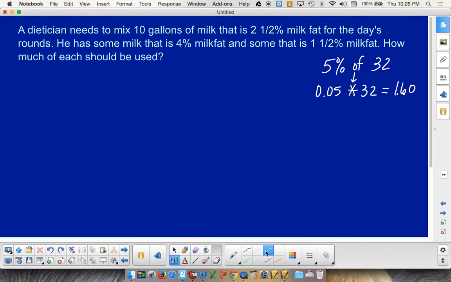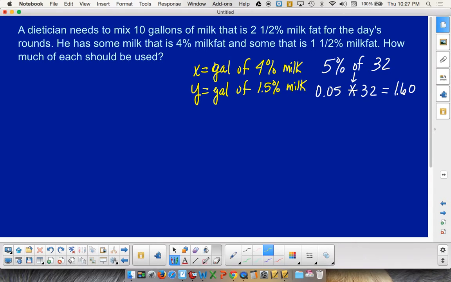So, okay, I got 2 different kinds of milk. So X is the gallons of the 4% milk, and the Y can be the gallons of 1.5% milk. I'm going to change that to a decimal, make it easier to work with. Okay, right there, if you define that, if X is the amount of gallons of each, how many gallons of milk are we making here?